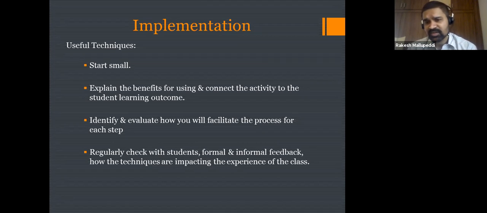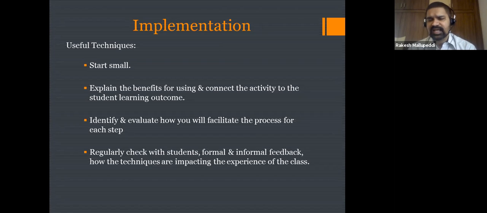Probably you can ask them what more they want, or whether they have any suggestions for you. Some students can come up with better suggestions, because it's they who are doing it. They can come up with a better idea of how to do it, or maybe they want a different way of learning. So have both formal and informal feedback at periodic intervals.